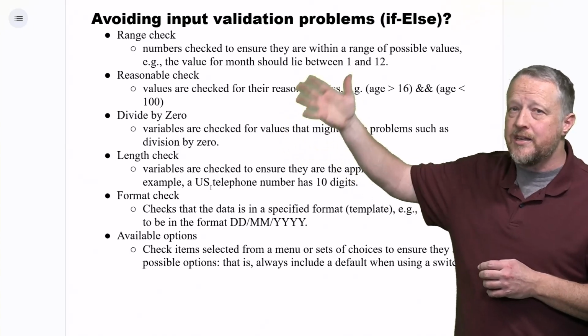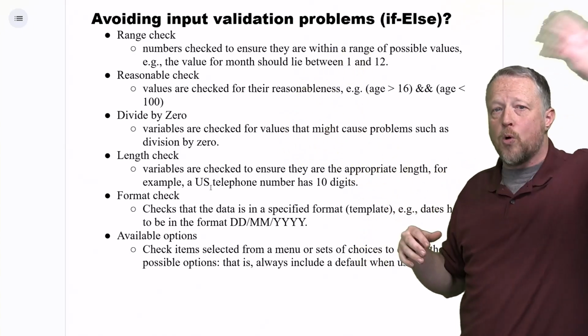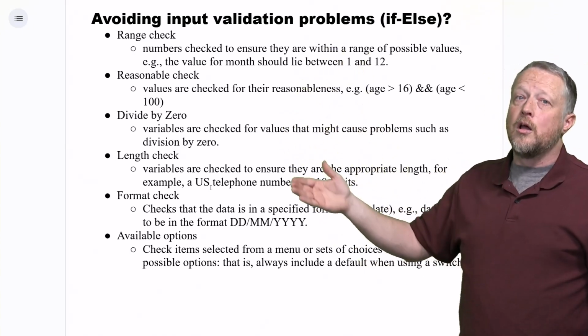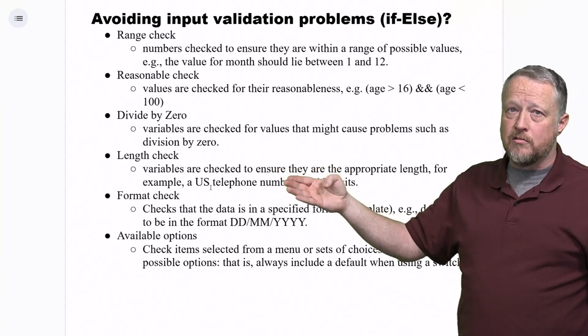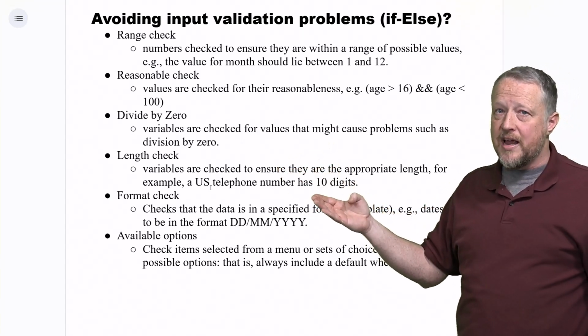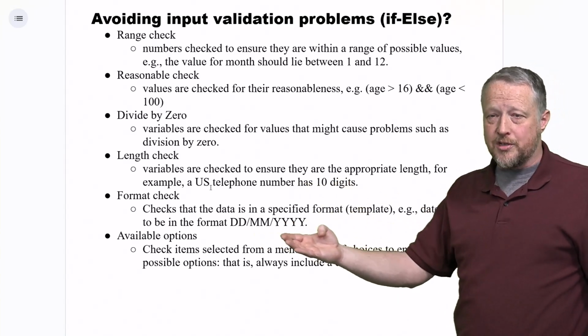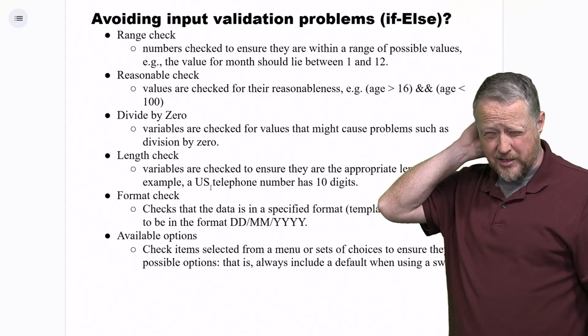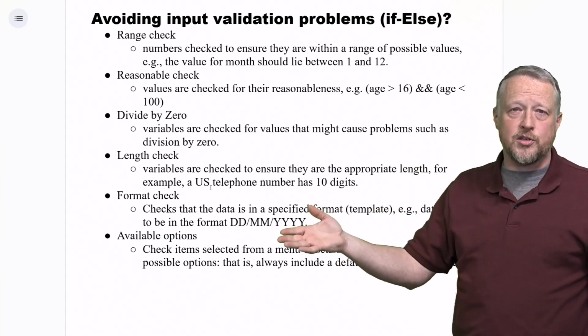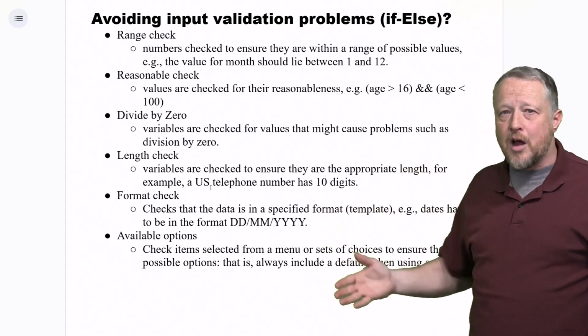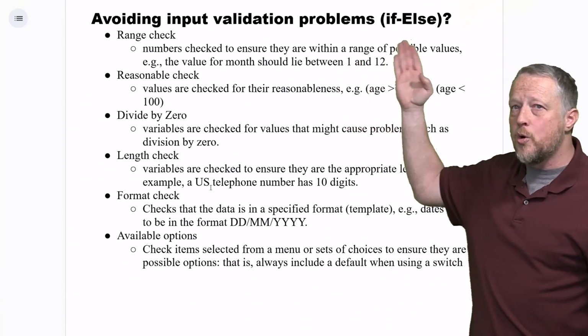You've already seen these first three already in effect somewhere in the code that we've done before. The other one is a length check. You know, we've got to check to see if it's the right length; telephone numbers have 10 digits. A format check. Make sure it's in day, month, year, or if you're, that's the European way of doing it. Ours is month, day, and year. There's other options we need to think about. This is what's going to show up in your if-else statements.